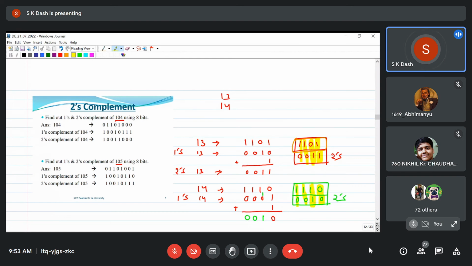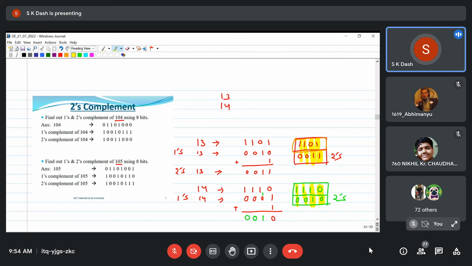So how to write the two's complement of any binary number? You'll start from the least significant bit. You'll keep on copying till you get the first one. Once you get the first one, then you will interchange.